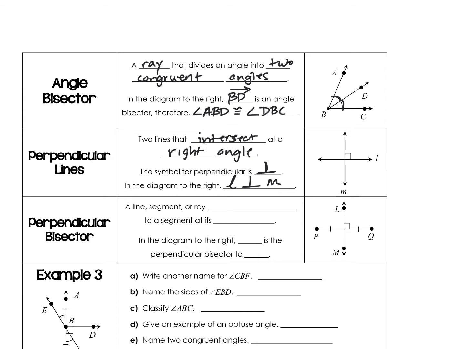Perpendicular bisectors, a line segment or ray perpendicular to a segment at its midpoint. Okay, so perpendicular bisector just adds that little piece on that it bisects it, which means that it creates two congruent line segments. In the diagram to the right, LM is the perpendicular bisector to PQ.